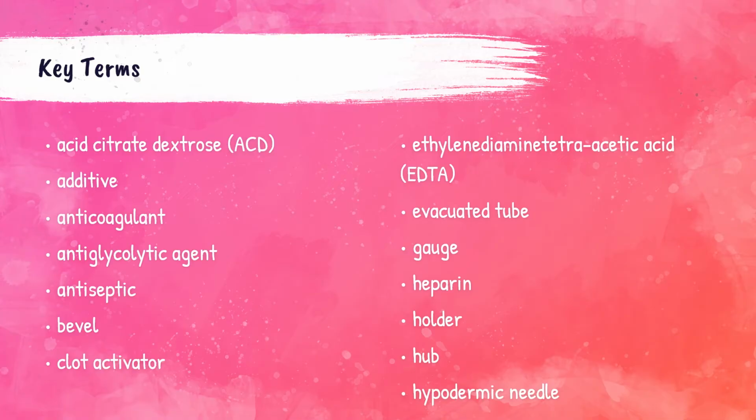There are several key terms associated with Part 1 and Part 2 of this lecture series. These are acid citrate dextrose, or ACD, additive, anticoagulant, antiglycolytic agent, antiseptic, bevel, clot activator, ethylene diamine tetraacetic acid, or EDTA for short, evacuated tube, gauge, heparin, holder, hub, and hypodermic needle. These terms will all be discussed between Part 1 and Part 2 of this lecture series.